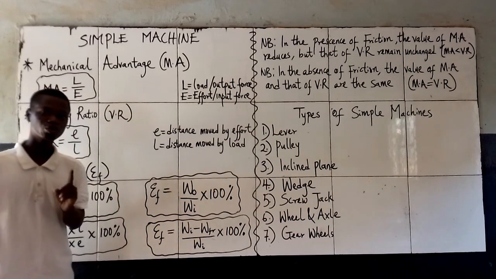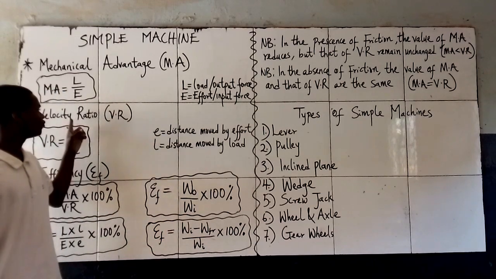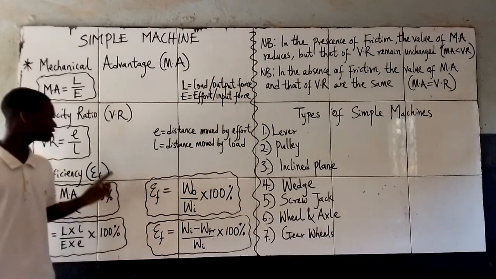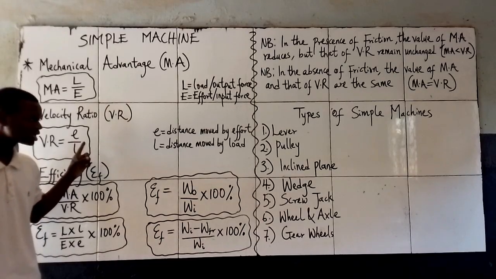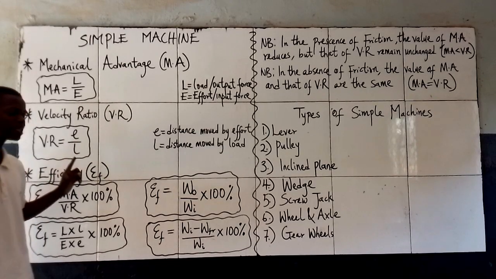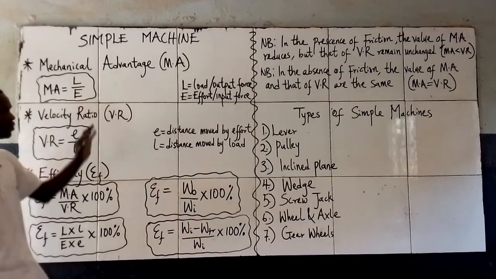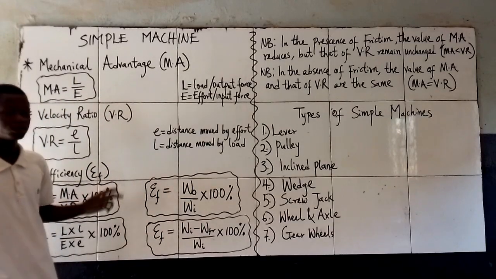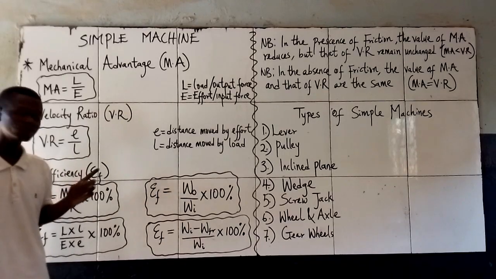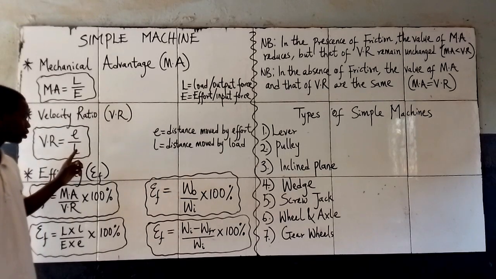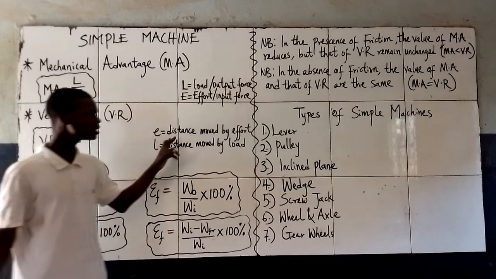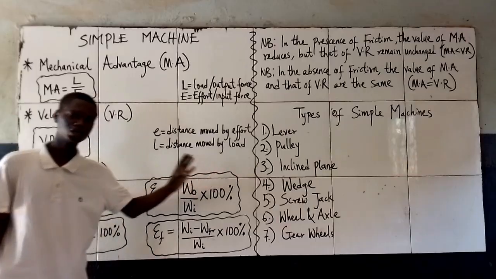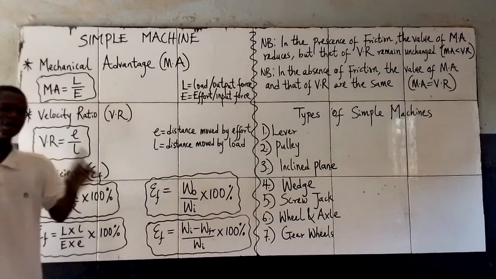Next other thing we must know before we get started is what is called velocity ratio, abbreviated as VR. Now this is simply a ratio of the distance covered by the effort over the distance covered by the load. Now there are differences in their representation. I gave this as capital L over capital E, while for velocity ratio, it's given as small letter e over small letter l. Okay? Where e is the distance moved by the effort, l is the distance moved by the load. So take note of these two key formulas before we get started.